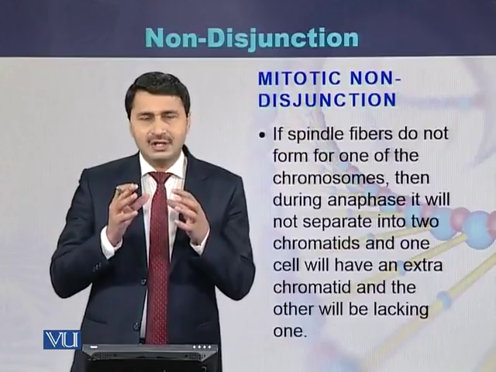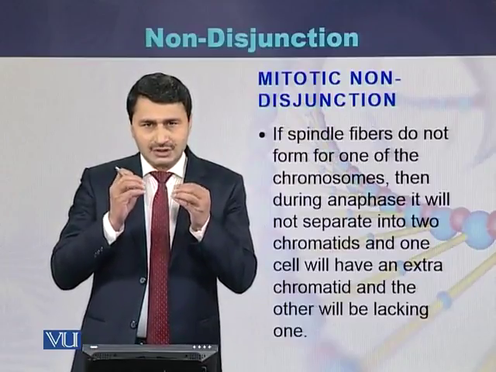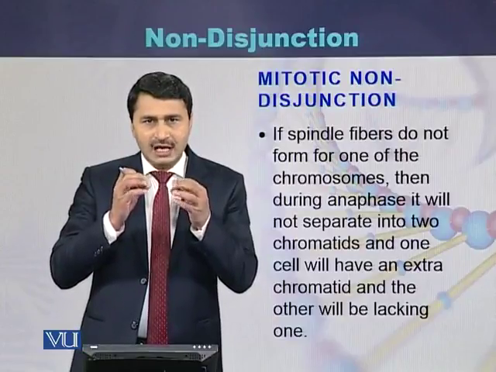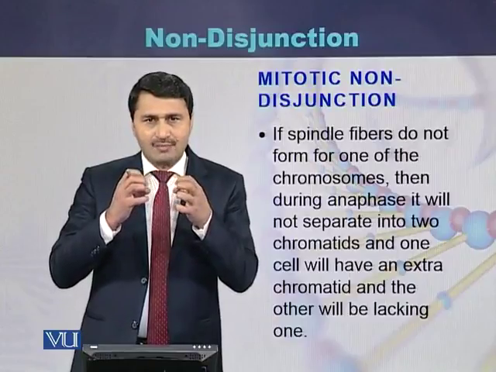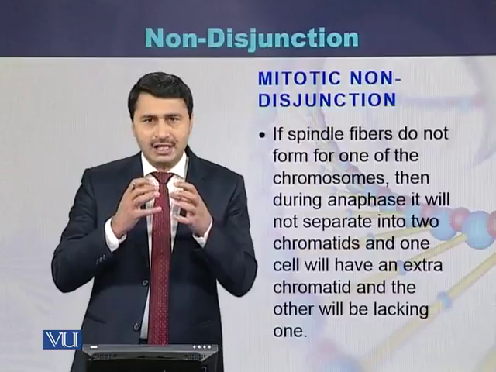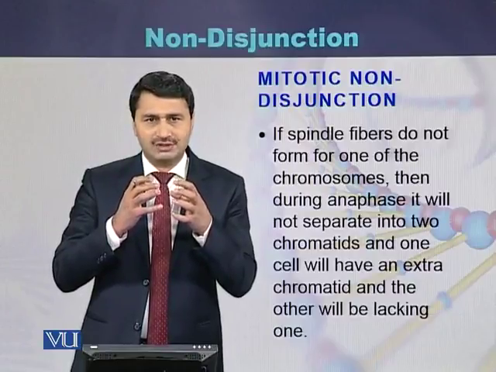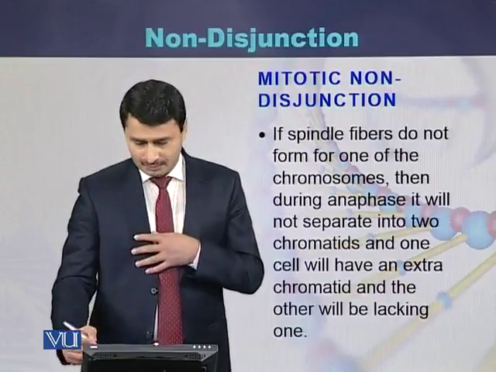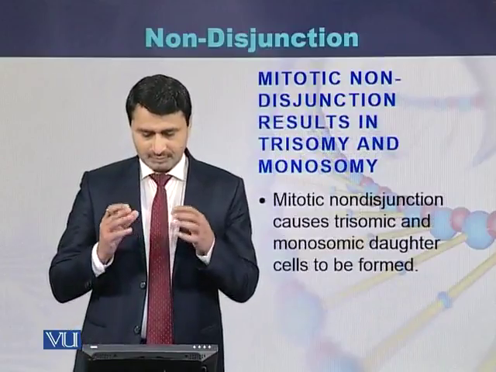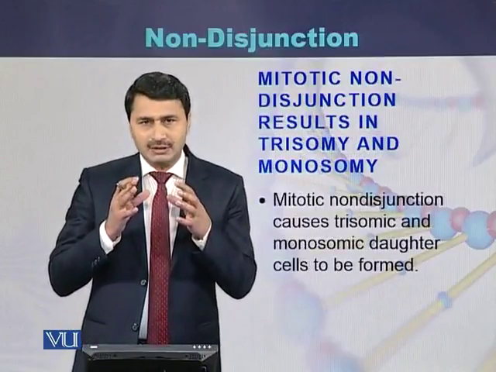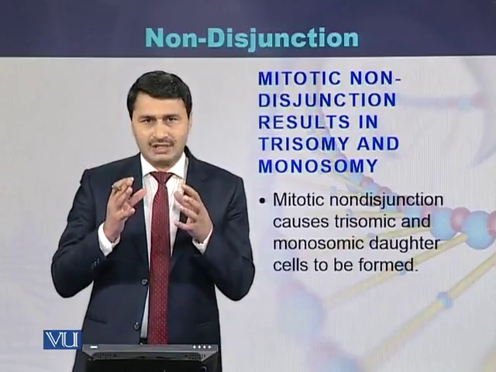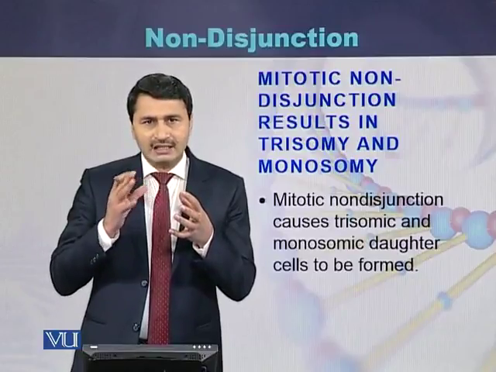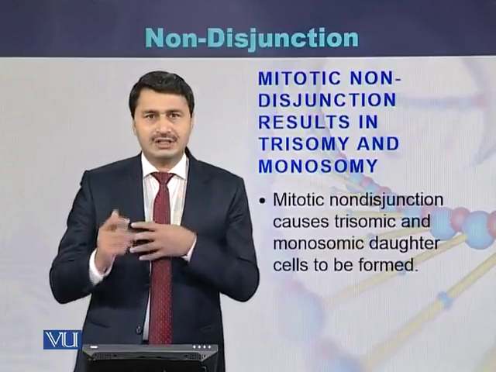If the spindle fibers are attached to the sister chromatids but do not attach to one of the sister chromatids, ultimately they will not separate from each other. One of the cells will contain both the chromosomes or both the sister chromatids, while the other will be lacking the chromosome. Mitotic non-disjunction produces two types of cells. One cell will be trisomic in nature, while the other cell will be monosomic in nature.